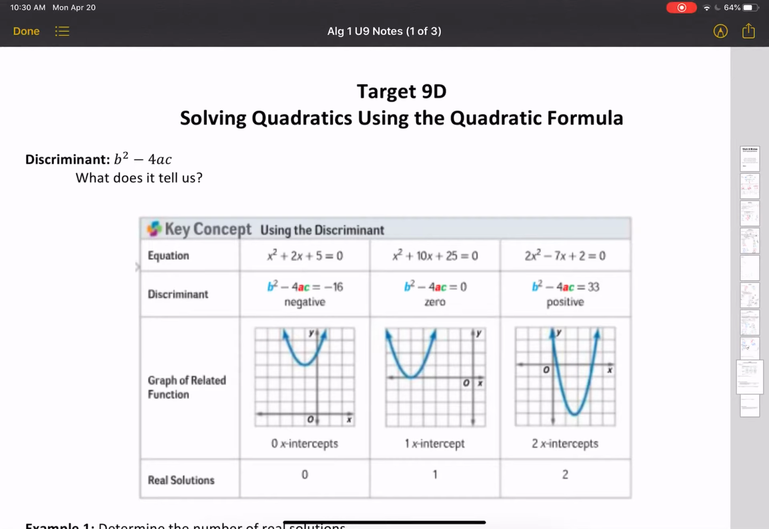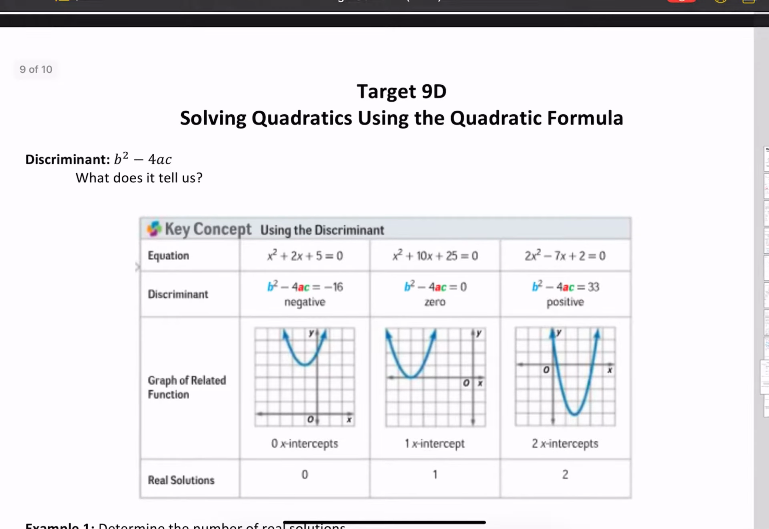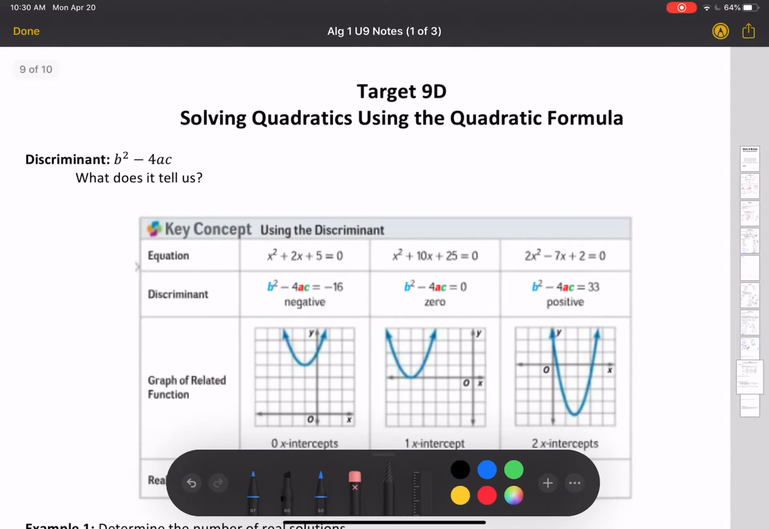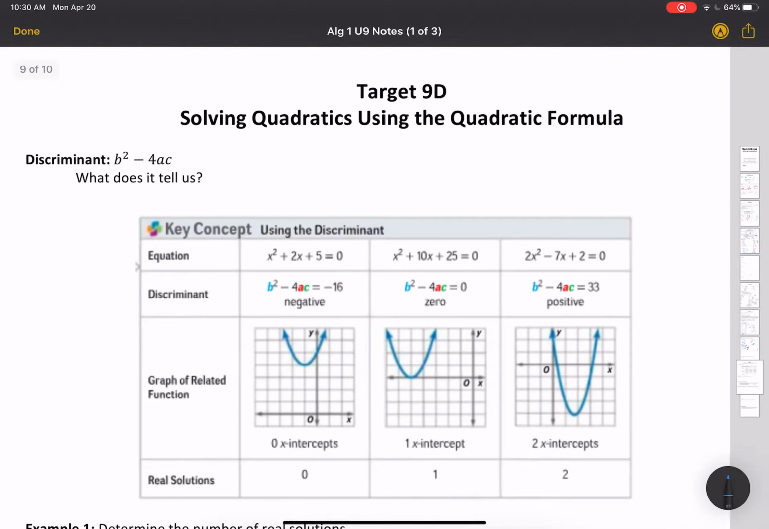Hello everybody, so today we are going to wrap up Unit 9 solving quadratics with the last algebraic method, which is the quadratic formula. So we're not going to cover what the discriminant is or anything like that, but I do want us to remember what we're finding when we're doing these.